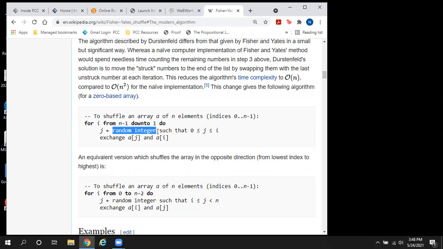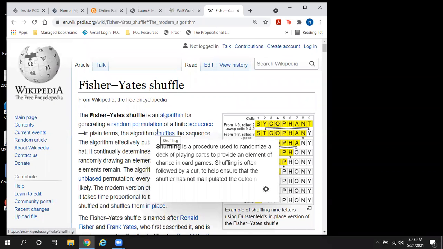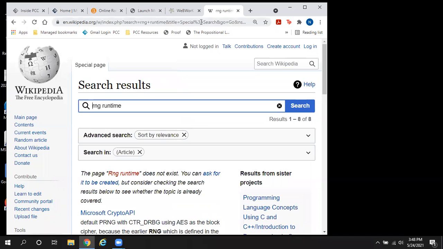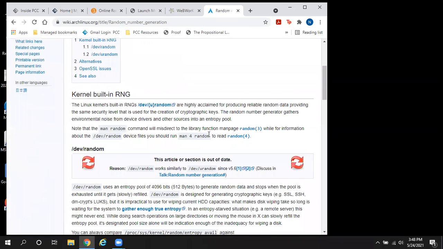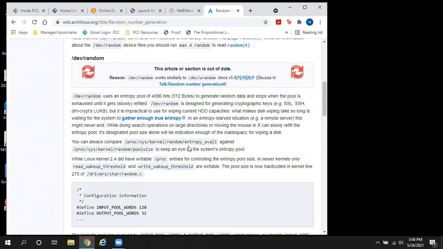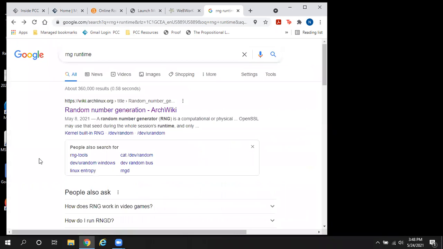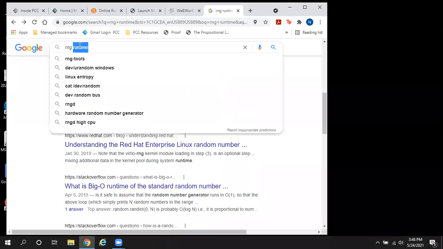So let's look at that. Now we're playing the game, and that's a good way to end it. Let's play the game to end it. Let's do RNG runtime. Oh, I should have Googled that. This is not the right thing. Okay, let's try a different one. Multiplication and modulus. How about this? Big O.